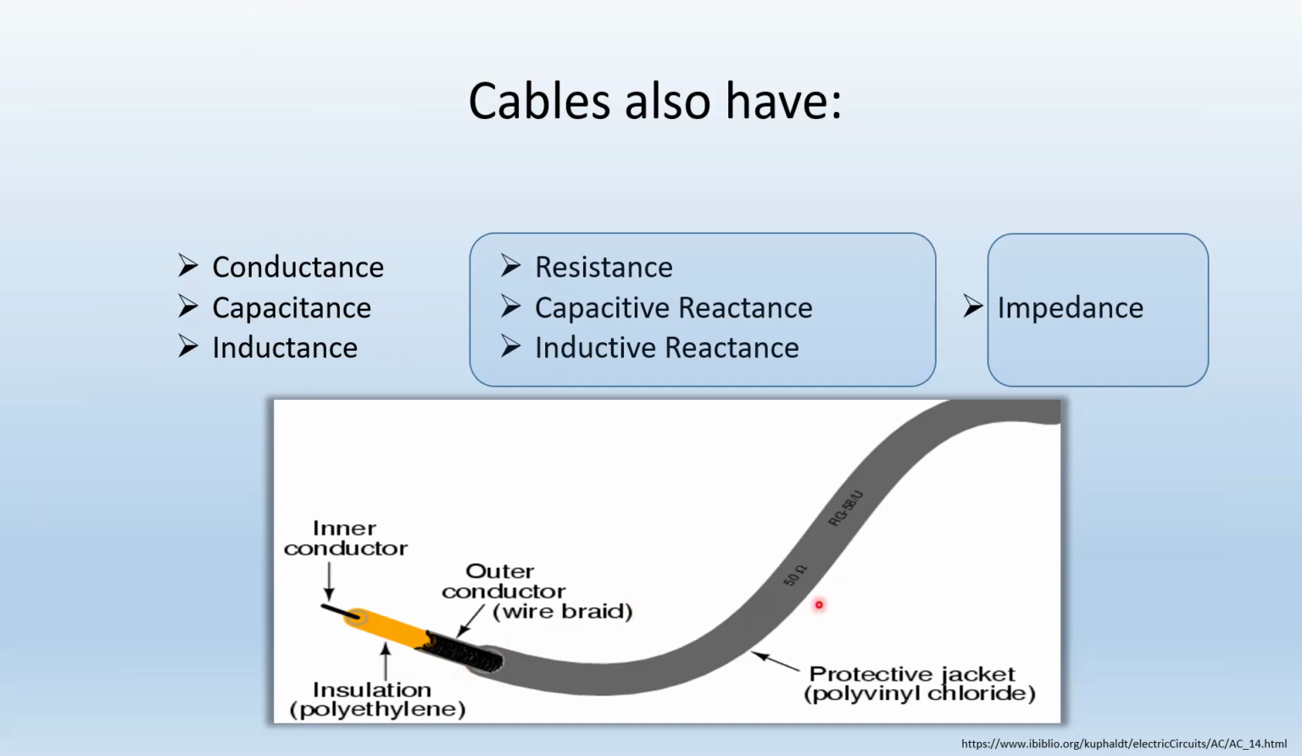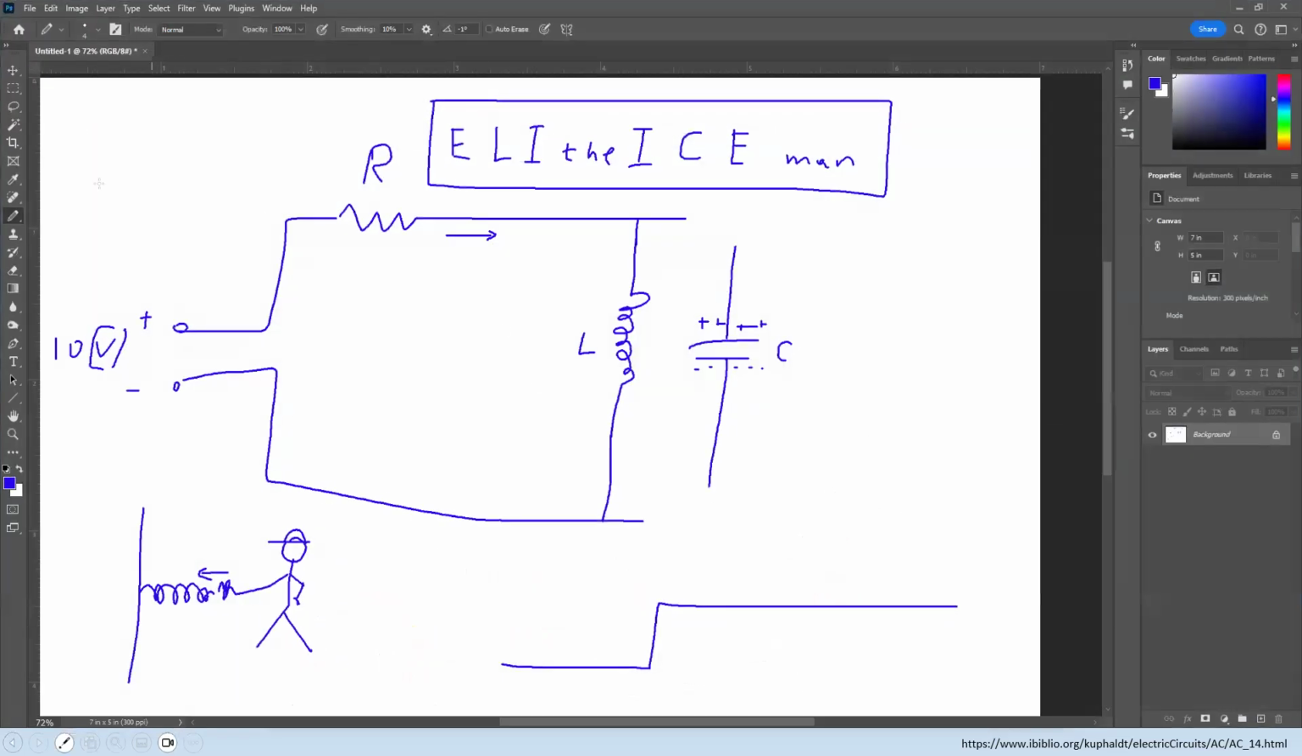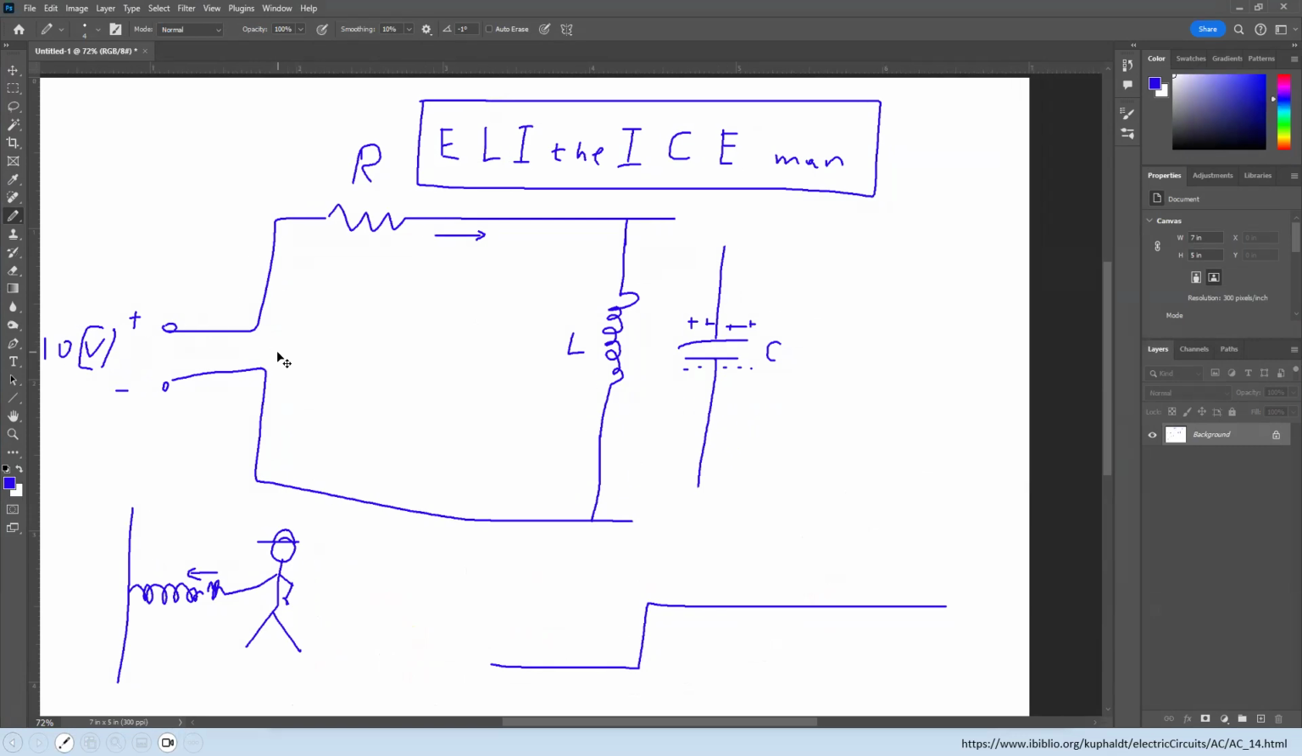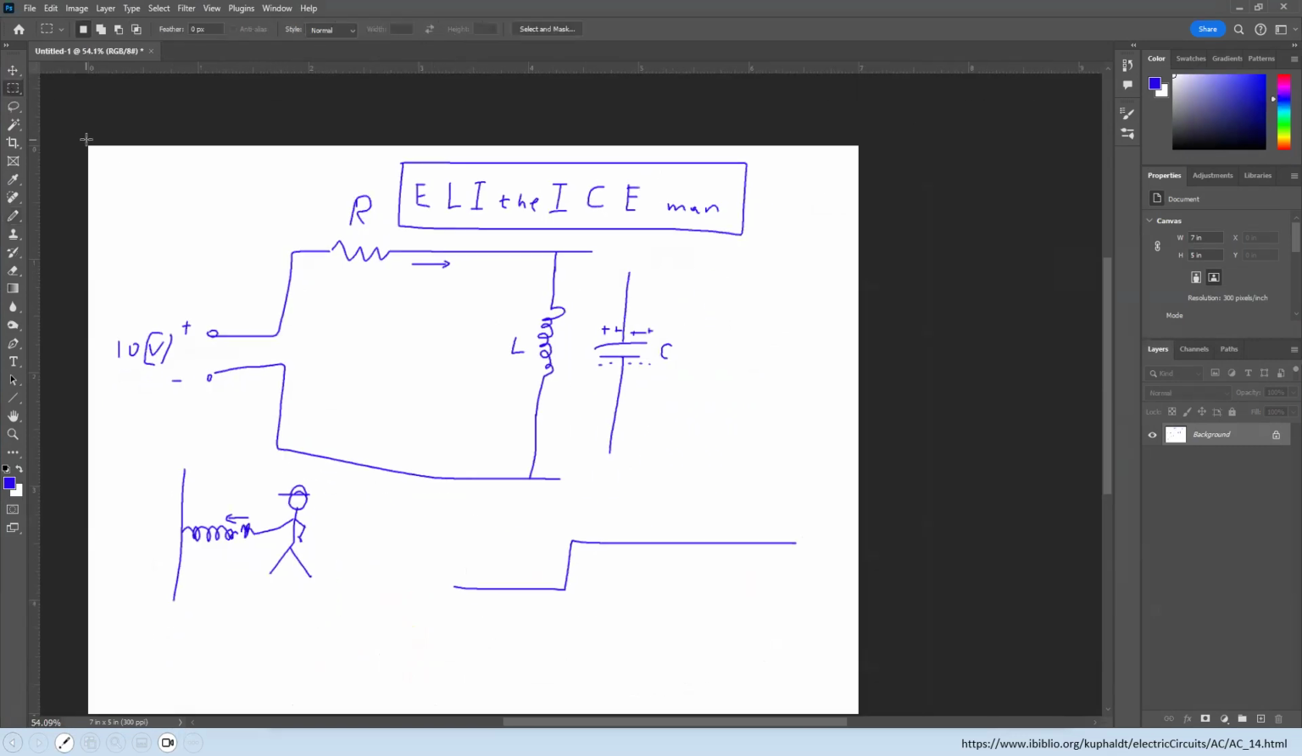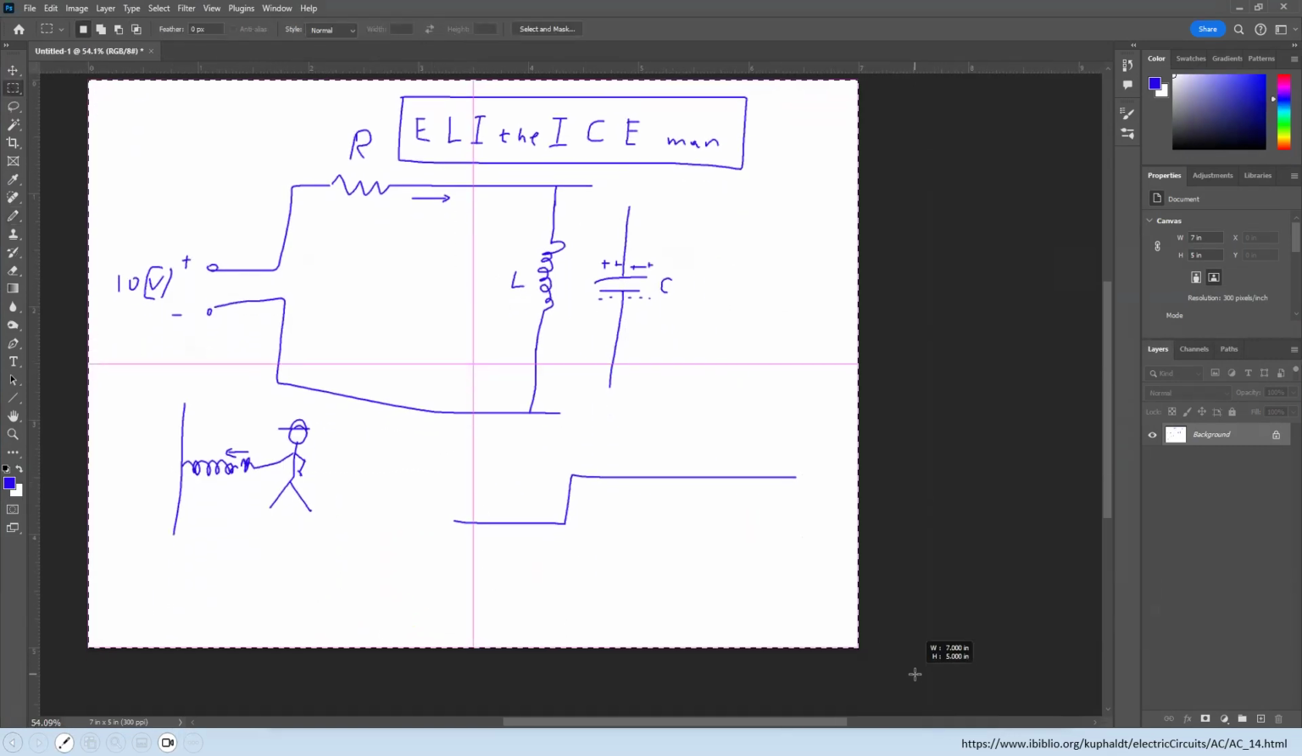Now, you can see here RG58 uses a different designation than RG6. It's a different cable. I just put that thing there. I'm going to finish on this concept here.